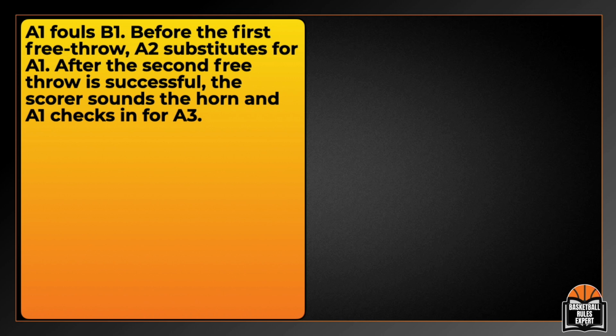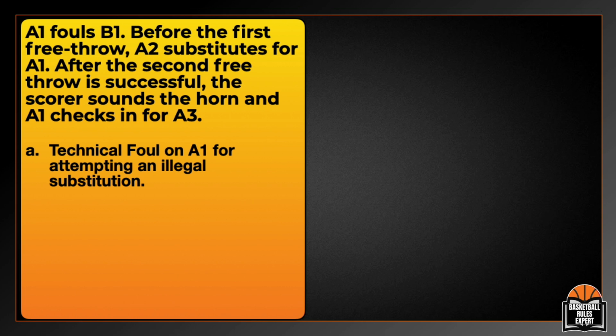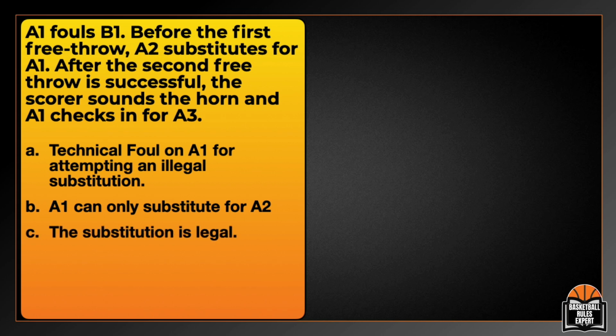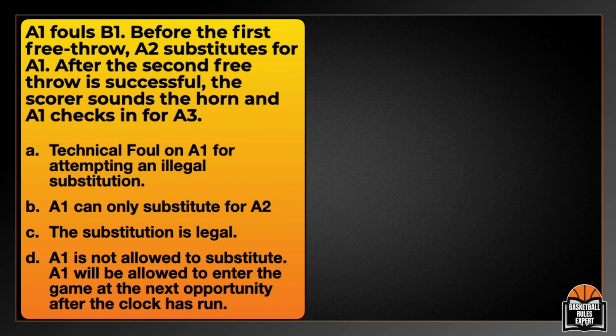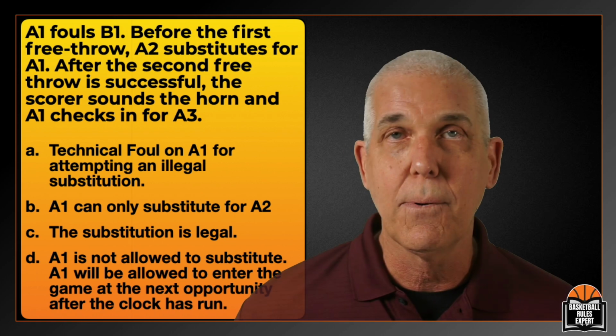A1 fouls B1. Before the first free throw, A2 substitutes for A1. After the successful second free throw, the scorer sounds the horn and A1 checks in for A3. A, that's a technical foul on A1 for attempting an illegal substitution. B, A1 can only substitute for A2, who they replaced originally. C, the substitution is legal. Or D, A1 is not allowed to substitute. A1 will be allowed to enter the game at the next opportunity after the clock has properly run.